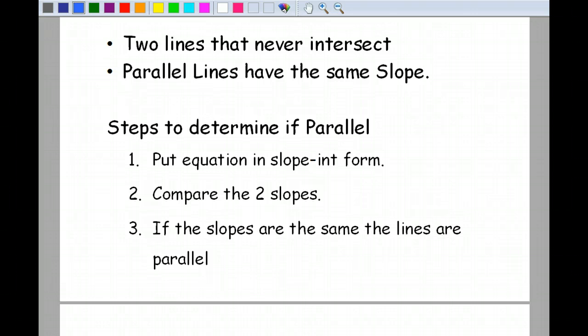So when we're determining if lines are parallel, we're going to put the equations in slope-intercept form, and we're just going to compare the two slopes. If the two slopes are the same, the lines are parallel.